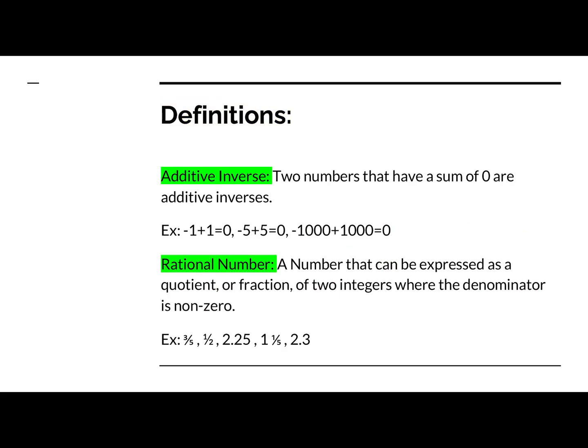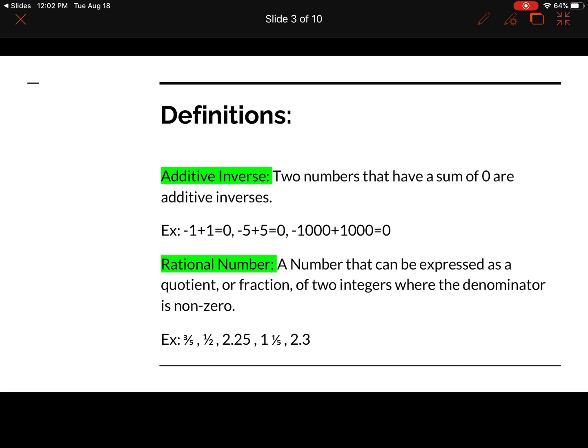All right, so let's go over some definitions. The definition of an additive inverse is two numbers that have a sum of 0. So for example, negative 1 plus 1 equals 0. Negative 5 plus 5 equals 0. And negative 1,000 plus 1,000 equals 0.